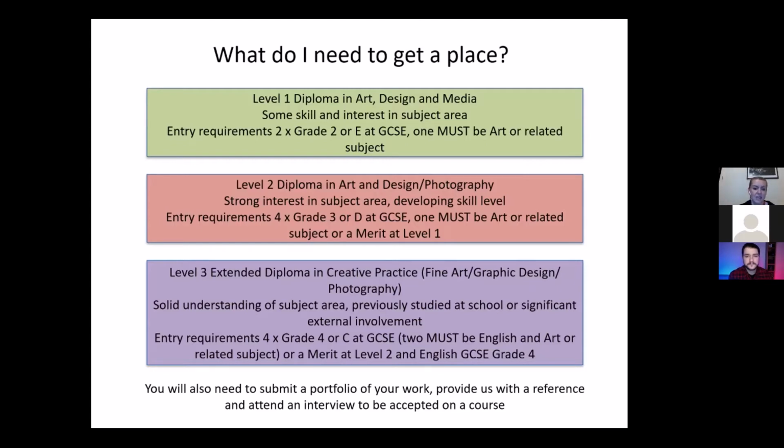So those are the entry requirements that you need. So for level 3, you would need 4 grade 4s or Cs at GCSE. So 2 of those must be English and art or photography. If you're coming through level 2, then you would need to have a merit at level 2 and also need your English GCSE at a grade 4. For level 2 photography, then you would need 4 grade 3s and one of those must be art or a related subject or a merit from level 1.